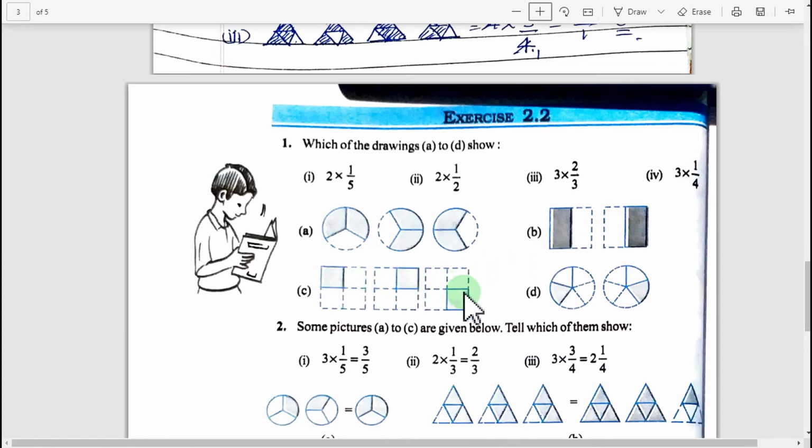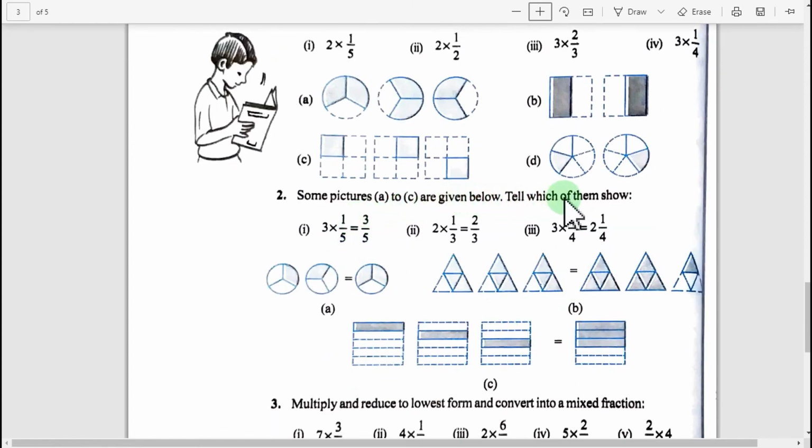I think this part is shaded. Here it is dark, so this part is shaded. 4 divisions are there and 1 part is shaded. 3 figures are there. In this also I think this is the answer. 2 into 1 by 5. 2 figures are there. In that 1 part is shaded. This part is shaded here. So out of 5 divisions, 2 into 1 by 5.